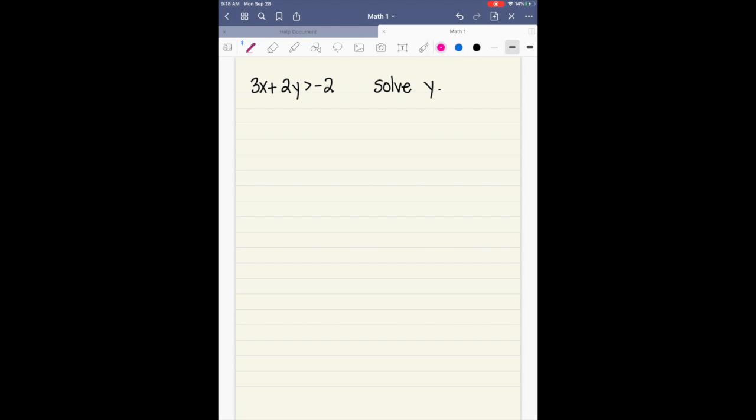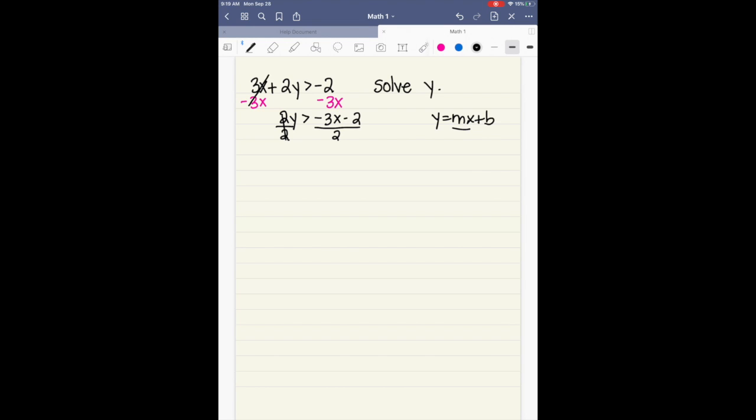So I'm going to start here by subtracting 3x to the other side, because if we want to get y by itself, we first got to get the 2y by itself. So in doing that, that's going to give me 2y is greater than negative 3x minus 2. Now, I like to put the x term first, because in y equals mx plus b, that comes first in the equation. Then I'm going to divide by 2.